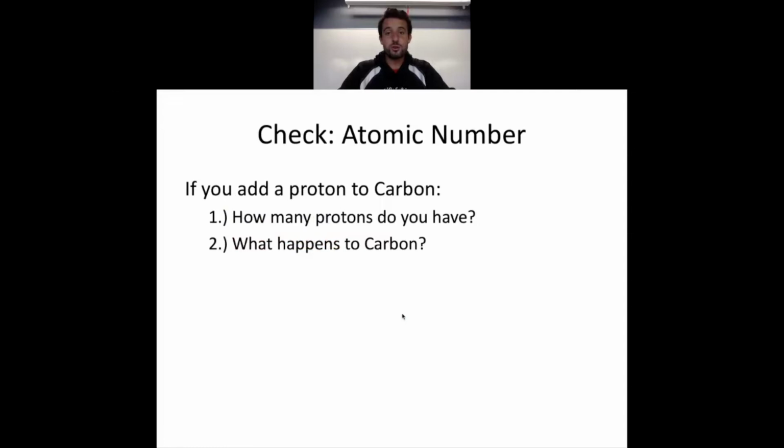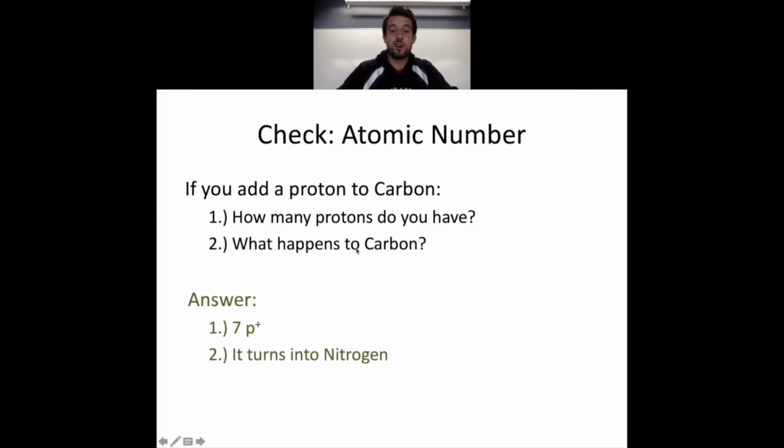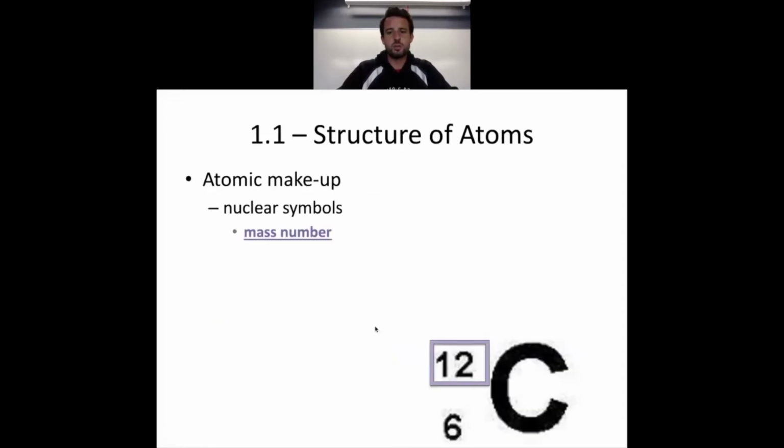Okay, we just answered these questions. Take a moment to answer them yourself. How many protons do you have? If you add a proton to carbon, you've got 7 protons. Now the question is, what happens to carbon? Check your periodic tables. It'll tell you that if you add 7 protons, that's how many protons nitrogen has. So now, instead of having carbon, you turned it into nitrogen. Kind of cool.